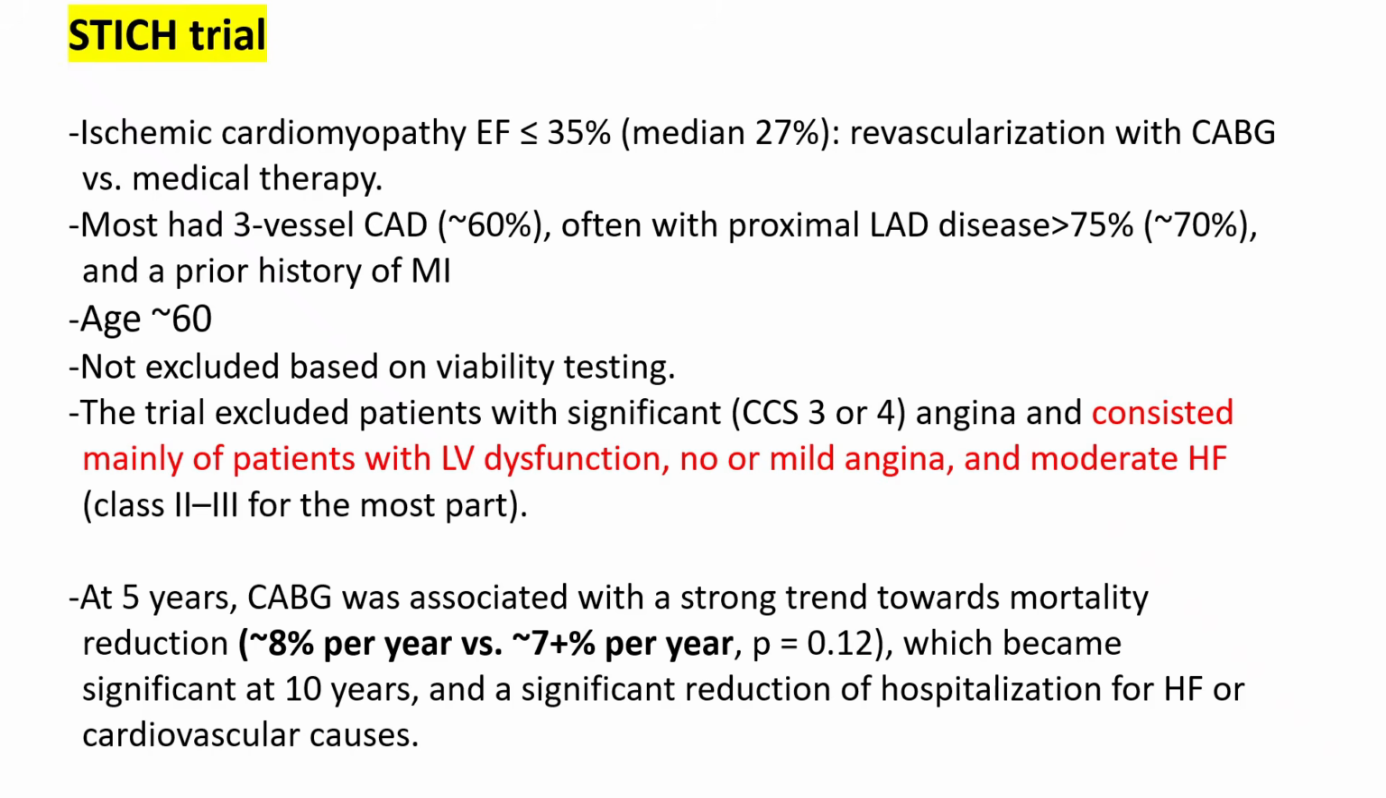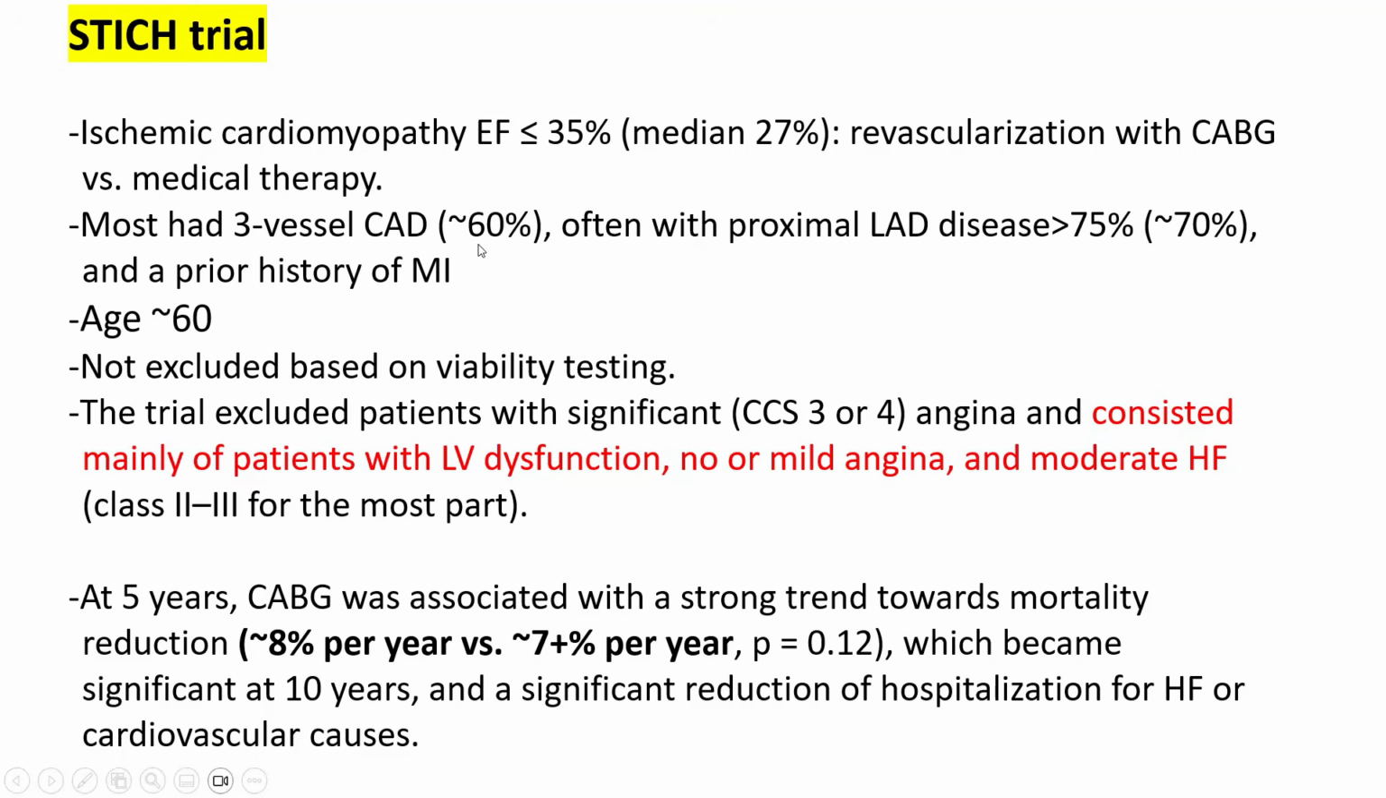Now, let me discuss coronary revascularization in ischemic cardiomyopathy. And here there are two major trials that you need to know very well: STICH, which studied CABG in ischemic cardiomyopathy, and REVIVED-BCIS2, which studied PCI in ischemic cardiomyopathy. The STICH trial, published in 2011, took patients with ischemic cardiomyopathy, EF less than 35%, with a median of 27%, and they were randomized to revascularization with CABG versus medical therapy.